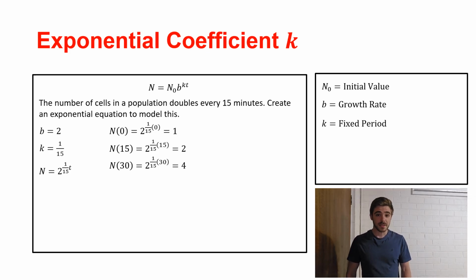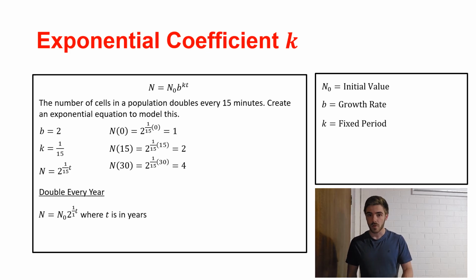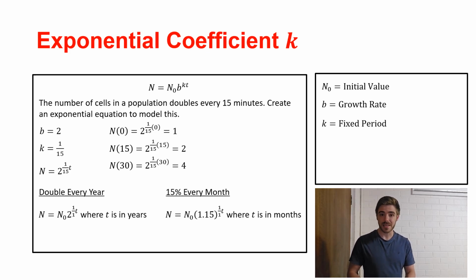One thing I want to highlight here is that this exponential is purely in terms of minutes. That might not always be the case. I mention this because most of the time your denominator for k is just going to be 1. Think about doubling every 1 year, or 15% increase every 1 month. In both cases, your coefficient k is going to have a denominator of 1, and therefore the entirety of k is going to be 1.